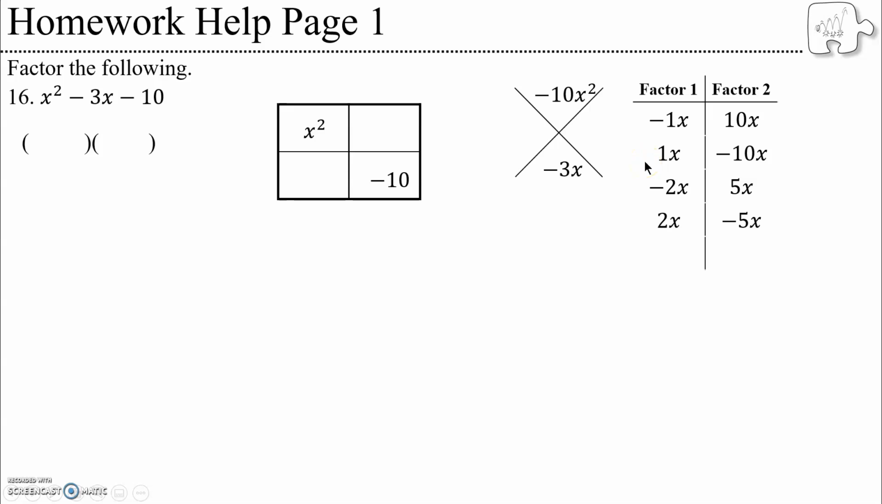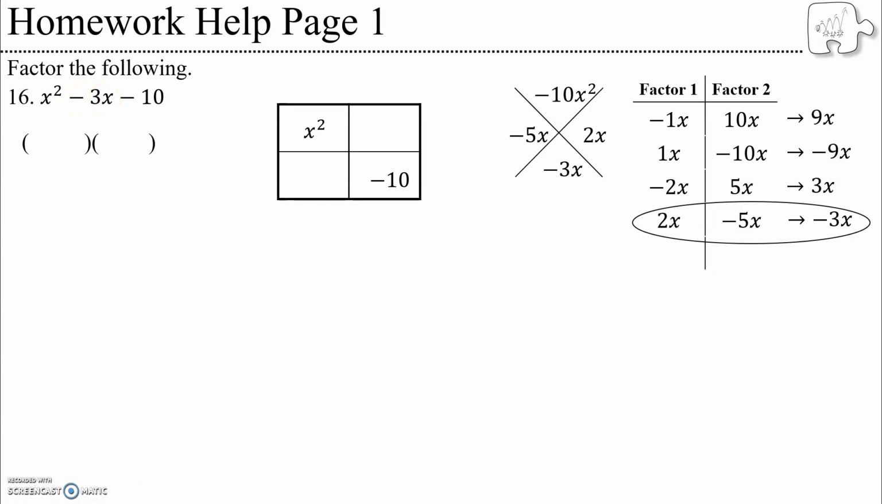The only two pairs of numbers that multiply to 10 are 10 and 1, and 2 and 5. So it's either negative 1x and positive 10x, which gives us 9x, or 1x and negative 10x, which gives us negative 9x. Negative 2x and 5x gives us 3x, or 2x and negative 5x gives us negative 3x. We wanted the negative 3x, because this minus stays with that 3.